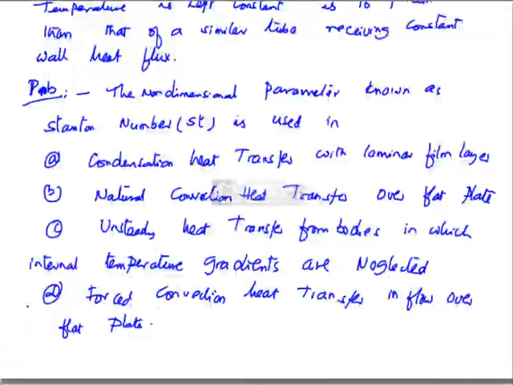Stanton number is used in forced convection, because Stanton number is nothing but Nusselt number by Reynolds number into Prandtl number. It is used in the Reynolds-Colburn analogy, that is the similarity between fluid friction and heat transfer. In that analysis, Stanton number comes into picture in forced convection over flat plates. In unsteady state heat transfer, Biot number is talked about. In natural convection heat transfer, Grashof number is talked about.